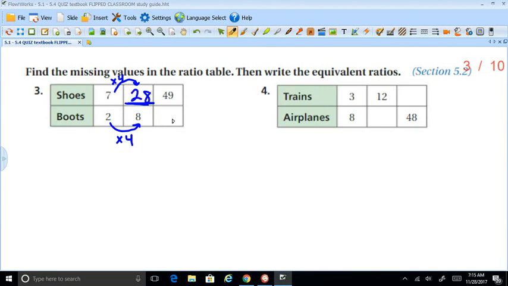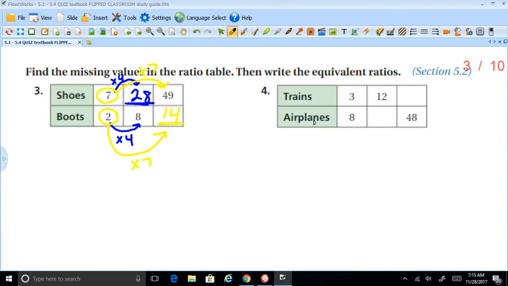Now I want to find out the bottom part of the boots right here. And I can look and see that shoes went from 7, they scaled it up by 7 times to give you 49. So then I'm going to take the boots where the 2 is, scale that up by 7, and 2 times 7 gives you 14.